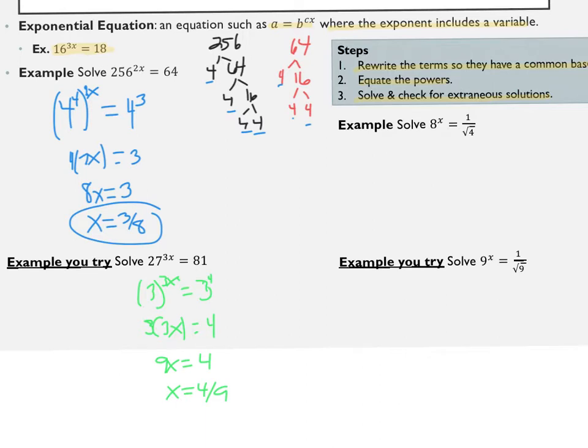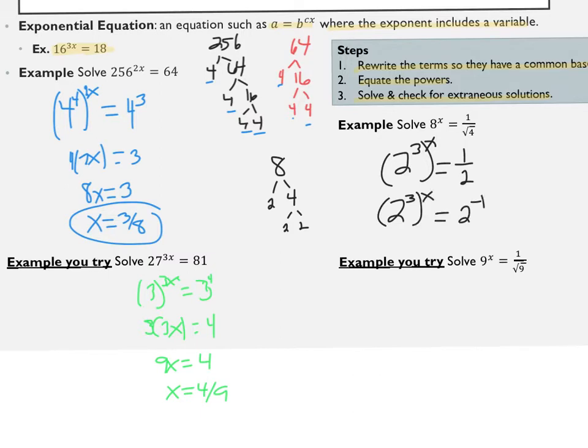Now let's look at another type of problem. Same kind of situation. If we do a factor tree for 8, we know that's 2 and 4, and 4 breaks into 2s. So we can write 8 as 2 to the power of 3, and this is all raised to the x power. We know the square root of 4 is 2, so we can say that's like 1 over 2, or 2 to the 3rd power to the x power is equal to 2 to the negative 1.